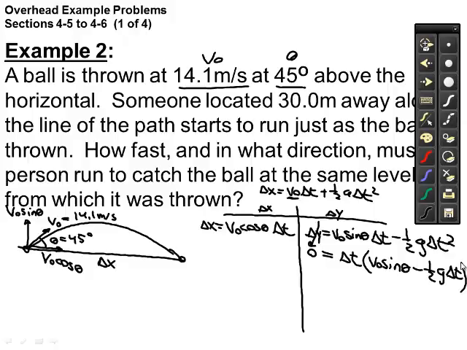So one way to make this function equal to 0 is say, oh, delta t equals 0. Okay, that's one solution. If you set time equal to 0, the thing is at ground level. Oh, yeah, that's like the trivial solution, right? Of course it's at ground level at t equals 0. We knew that. The other solution is when this thing in parentheses equals 0, which happens when v naught sine theta equals 1/2 g delta t.